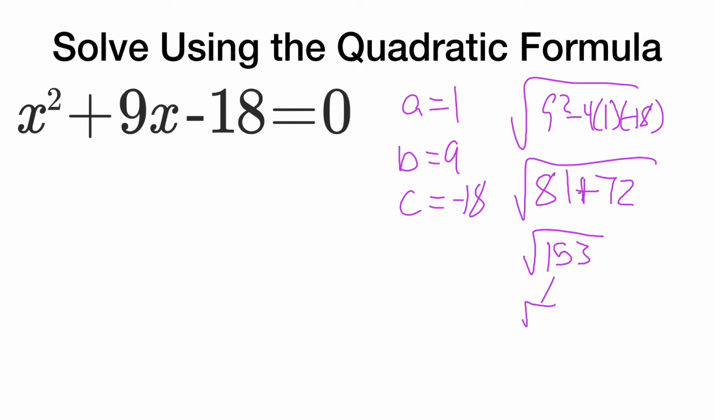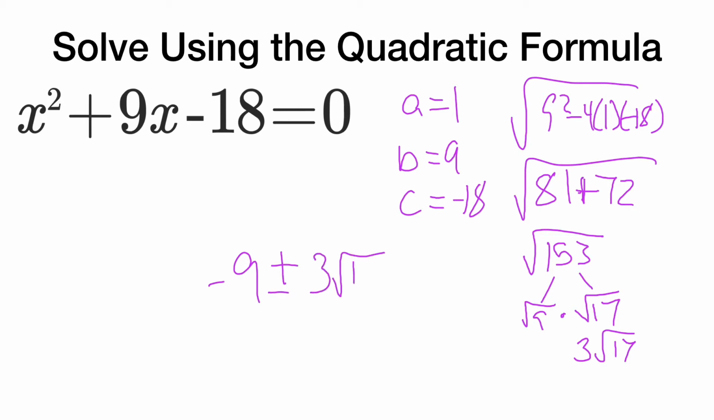153 is the same as the square root of 9 times the square root of 17. So 3 square roots of 17. Since I can't simplify that anymore, it would become negative b, so negative 9, plus or minus 3 square roots of 17 all over 2 times 1 is 2. And that would be our answer. So before we keep going, we're going to talk about completing the square next. But first, this.